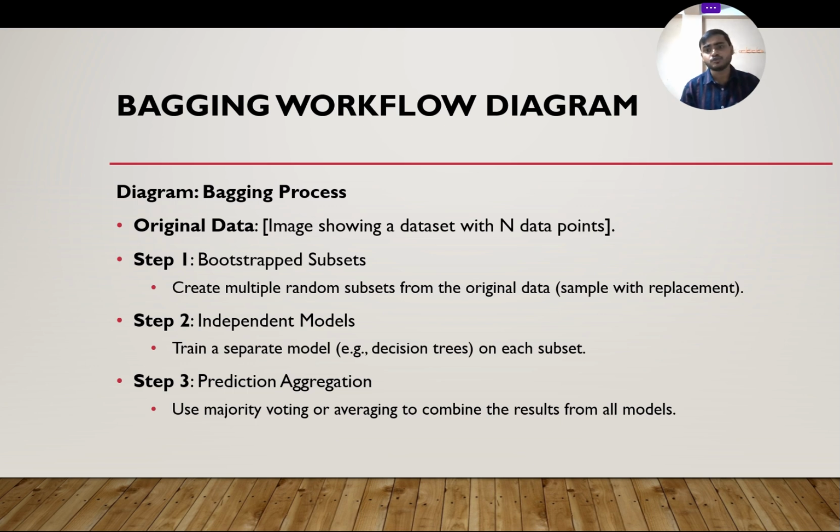Independent model: for classification purposes you can use logistic regression. For another subset you can use a decision tree, that kind of thing. You can use a different kind of algorithm for each subset, right? And then we have to perform the aggregation. What is aggregation? In aggregation, we actually perform voting.